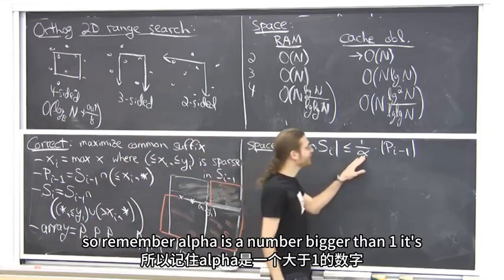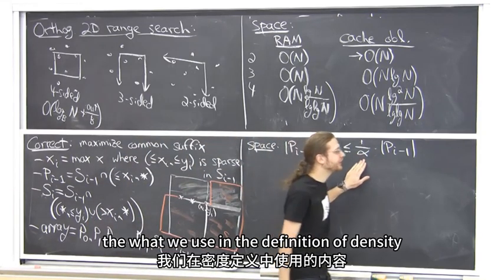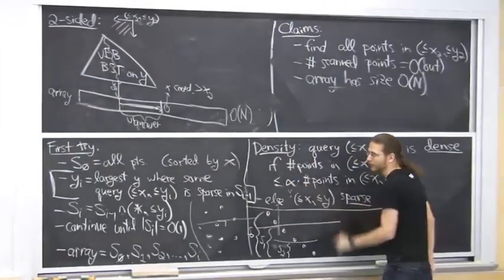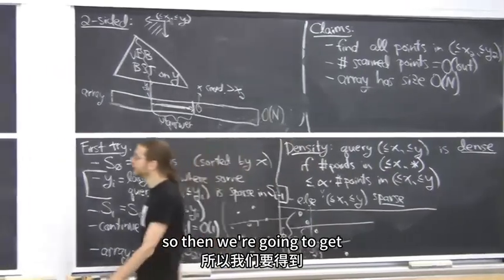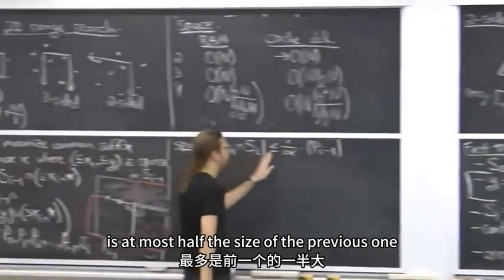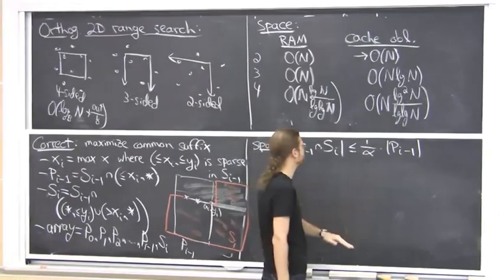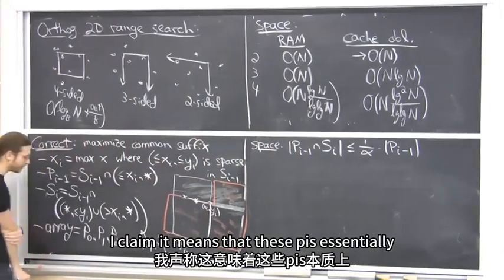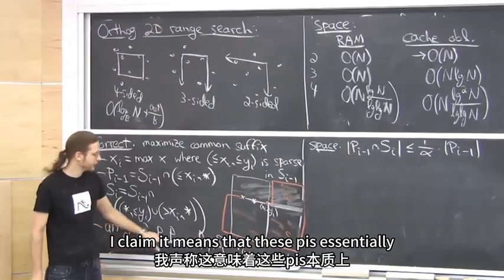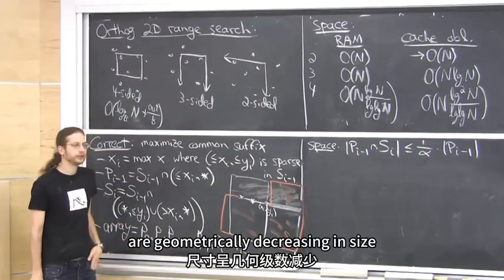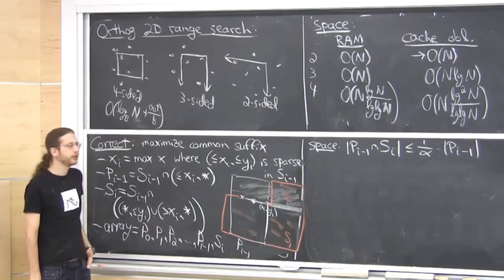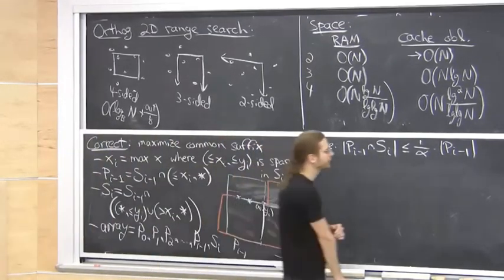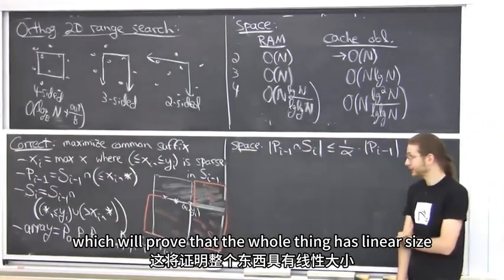So remember, alpha is a number bigger than 1. It's what we use in the definition of density. And you can set this parameter whatever you want, say 2. Then this thing, whatever it is, is at most half the size of the previous one. I claim this is good news. It means that these P_i essentially are geometrically decreasing in size. It's not literal, that's not quite right, but this will give us a charging scheme, which will prove that the whole thing has linear size.